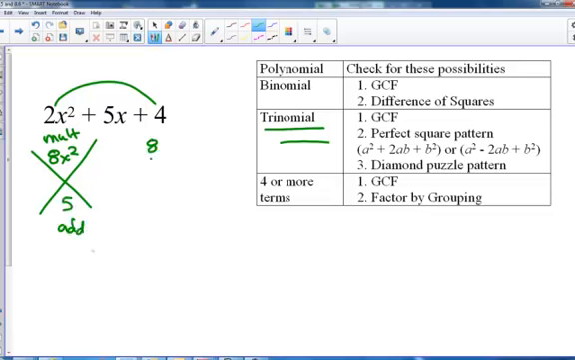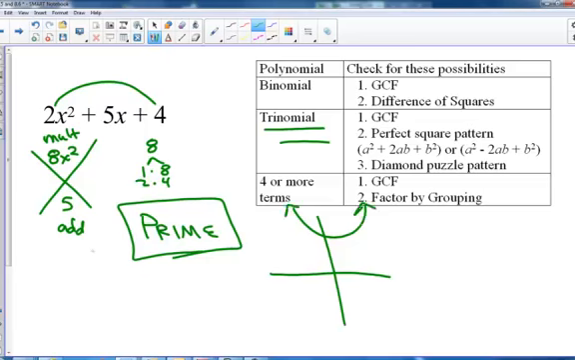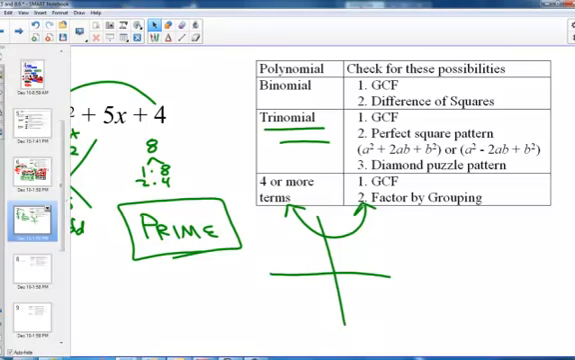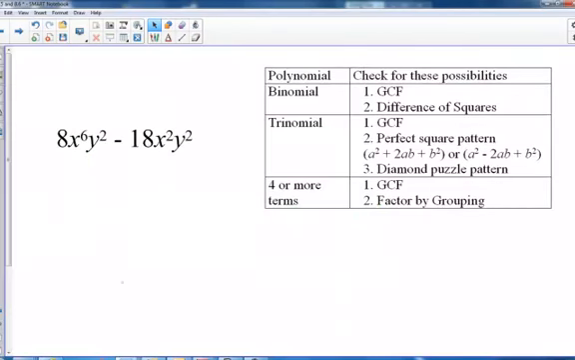Factors of 8 are 1 and 8, 2 and 4, and that's it. No factors add to give you 5, so this is prime. You cannot factor this. And what that means is this is going to be some sort of exponential floating up in the air with no x-intercepts. If you remember from the last book, the factors give us our x-intercepts, so that doesn't cross the x-axis.